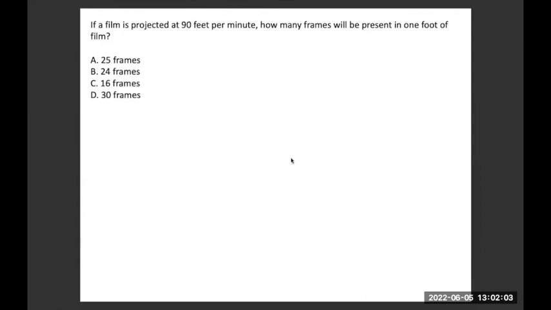Yeah, sorry. So there is a roll of 90 feet of a film which runs for 1 minute. I will just write down that value. 90 feet runs for 1 minute. How many frames will be present in 1 foot of a film? Now, for your information, a film runs at 24 frames a second.